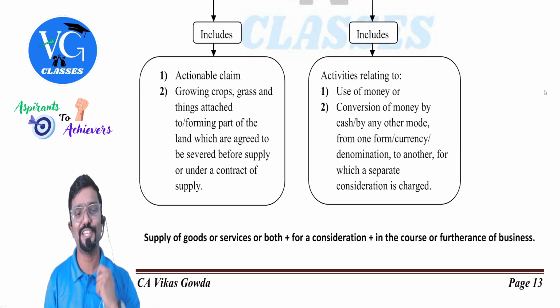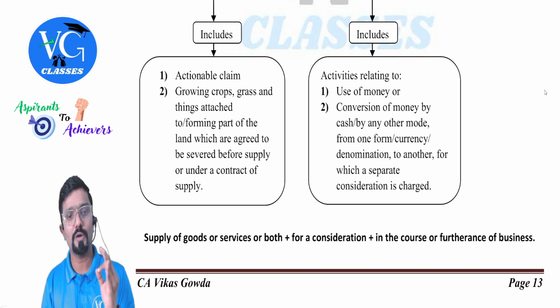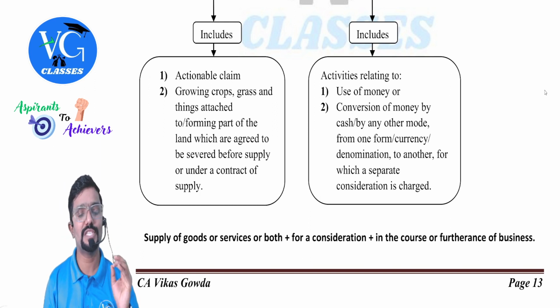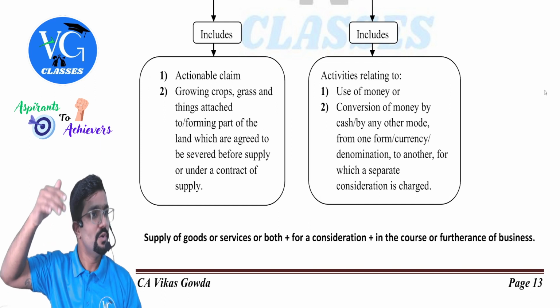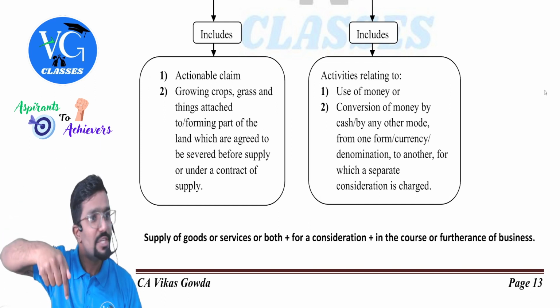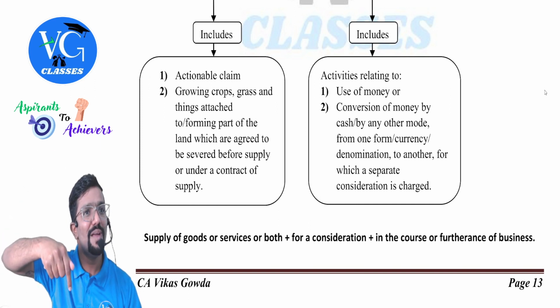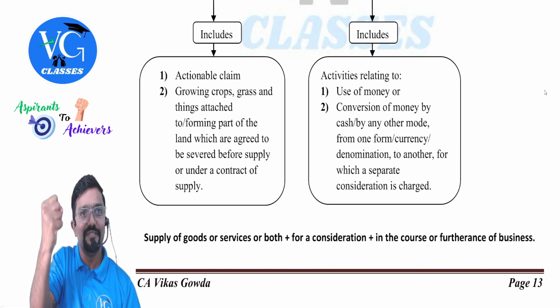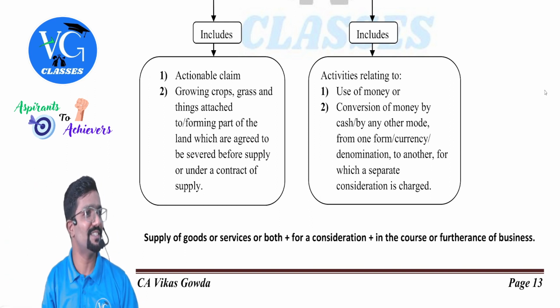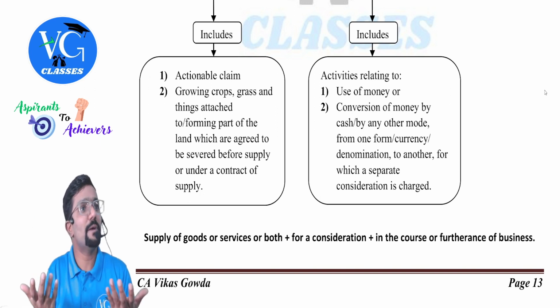Okay, next, this is interesting. Second one: growing crops, grass, and things attached to or forming part of the land, which are agreed to be severed before supply or under a contract of supply. Now, crops. That is attached to the land. Now, can I call it immovable? Yes, as long as it is attached. But will I sever it? Will I chop it and sell it? Yes.